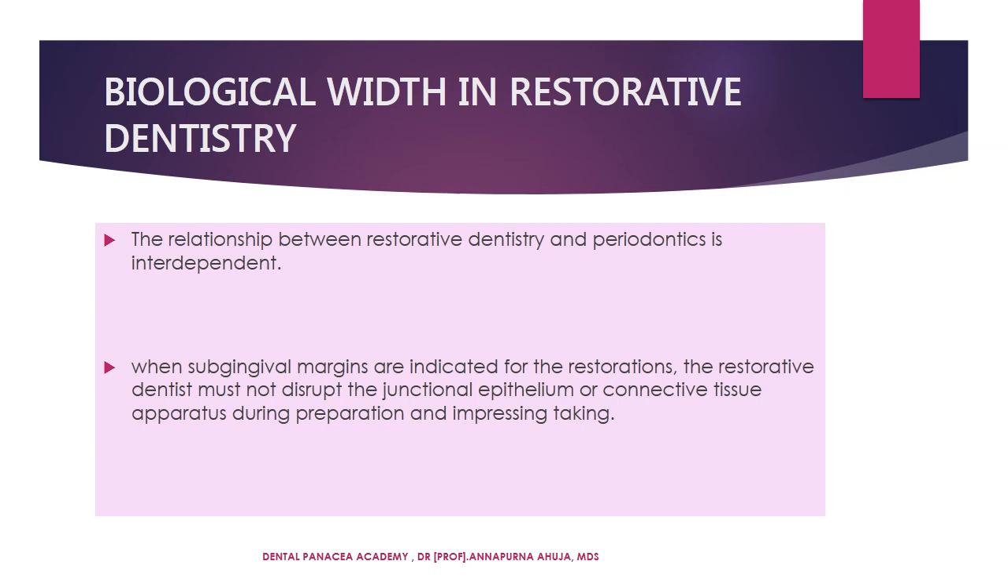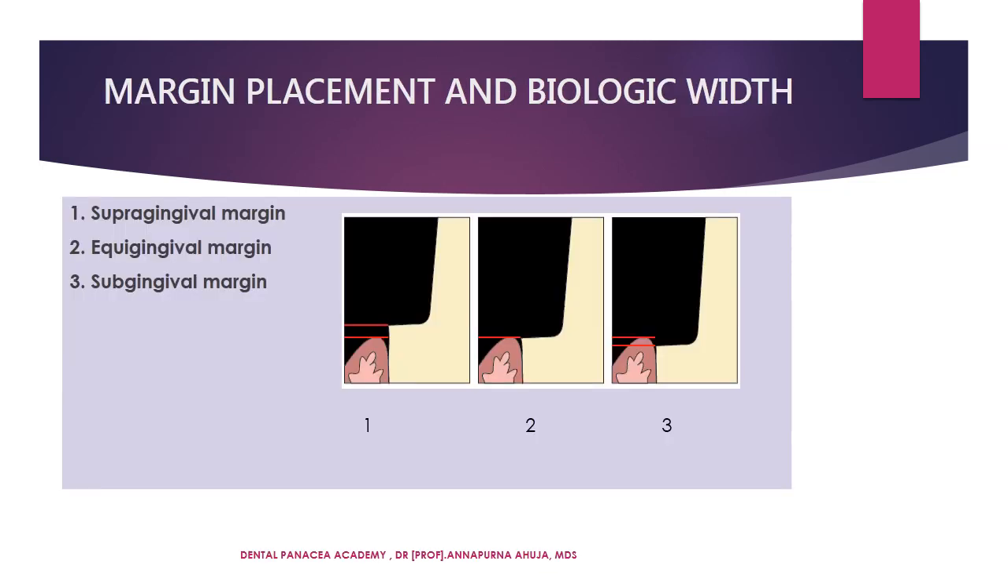Biological width in restorative dentistry: the relationship between restorative dentistry and periodontics is interdependent. When subgingival margins are indicated for the restorations, and they are most commonly indicated for aesthetic reasons, the restorative dentist must not disturb the junctional epithelium or connective tissue apparatus during the preparation and impression taking. So how are margins prepared, and what are the different types of crown placement?